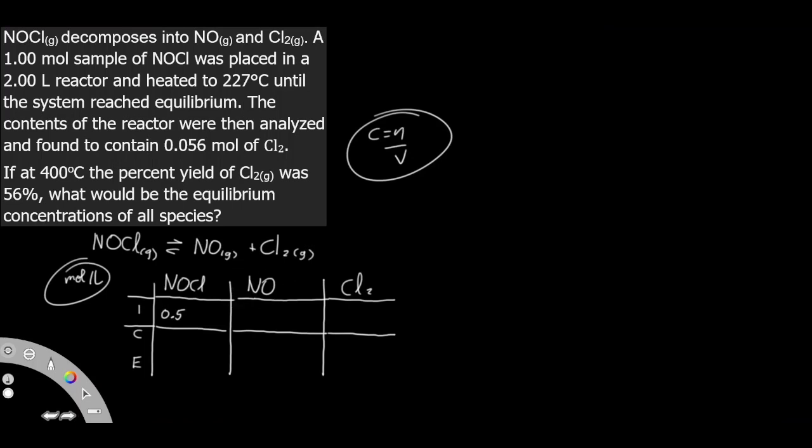How about for NO? Well, we have none produced, because initially none of them are being produced yet. The NOCl has to decompose to make that, so that's going to happen a little bit later in this reaction. So right now we just have 0 and 0 for both of the products. Let's continue with the change.